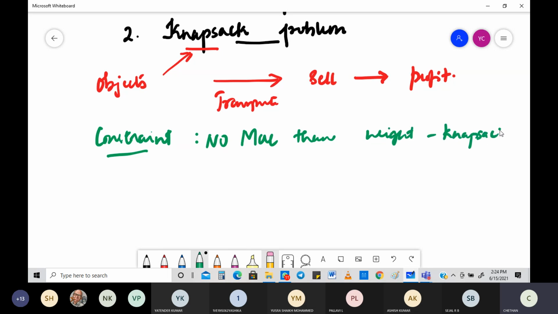Think that this knapsack can only take, say, X kgs. If you put more than X kgs, it will break. If you put less than X kgs, not a problem. If you put equal to X kgs, not a problem. Anything more than X kgs, this will become brittle. It will break. So what is the thing to be kept in mind? No more than the weight that is prescribed to us.